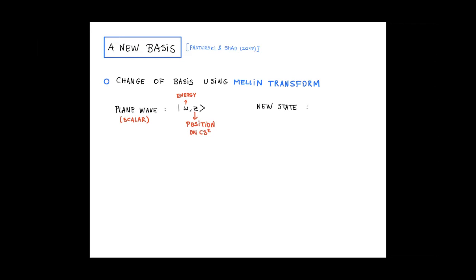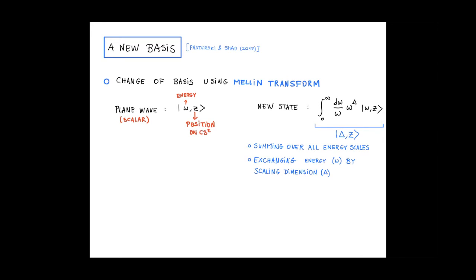And instead of using plane waves, I will be using this kind of state, which is an integration over the energies, where omega no longer appears, since you sum over all energy states, and you exchange the energy omega for the scaling dimension delta. So this kind of state has very nice properties.